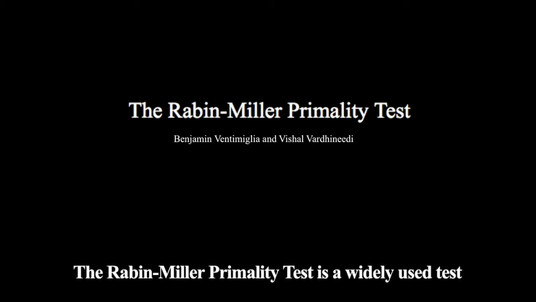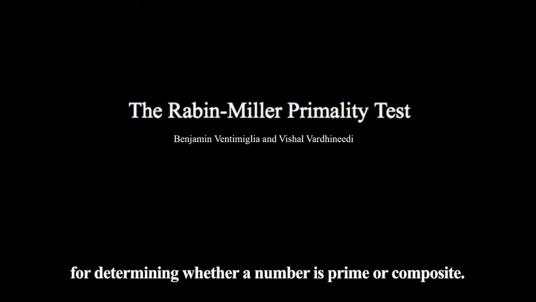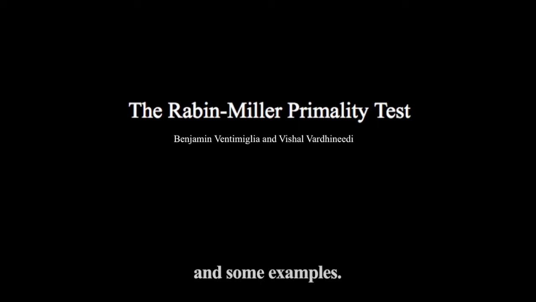The Rabin-Miller Primality Test is a widely used test for determining whether a number is prime or composite. This video will go over the history of the test, the concepts that allow it to function, and some examples.